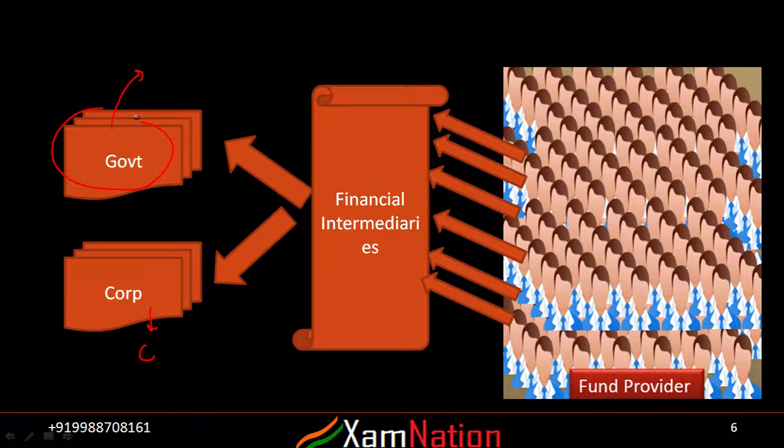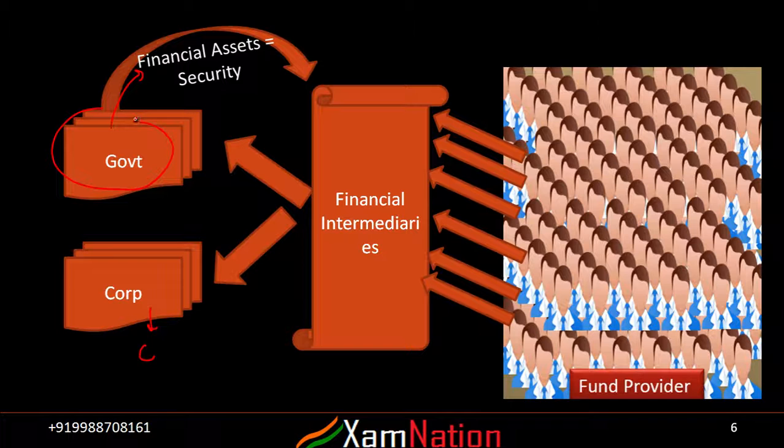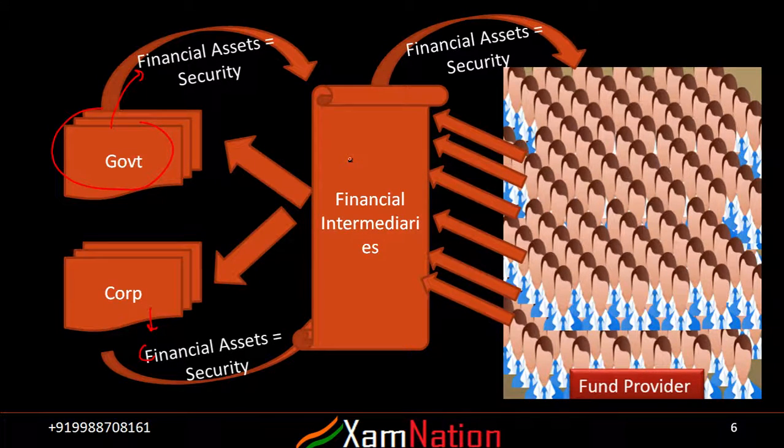Now what will the government do? The government will give some security to the financial intermediaries, and that security will be given to the fund provider. Again, against this security the fund provider will give the money to the financial intermediaries, and the intermediaries will give the money to the government or corporate. Now what is this security? If you are giving money to somebody, against that money you will want some security, so that in future you will get back your money. So this security is nothing but that.